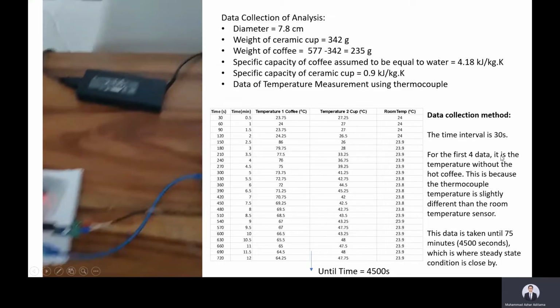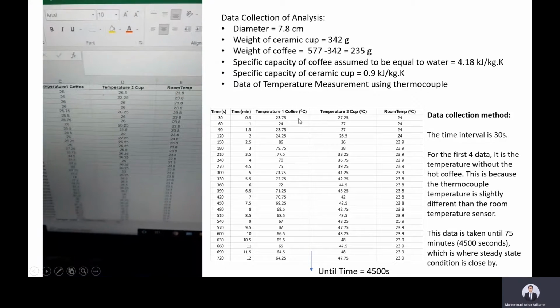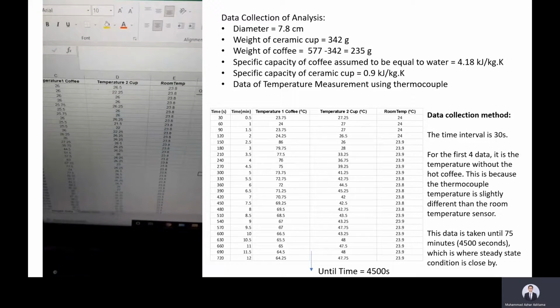Now this is the data collection of the analysis. The first four data shown in this table are the temperatures without the hot coffee being served. The reason is that initially, without the coffee in the cup, the temperature of the thermocouple is different in comparison to the ambient temperature sensor. Therefore, for this whole experiment, the room temperature is based on the first four data of the experiment. Furthermore, the data taken is until 75 minutes or 4,500 seconds, where the steady state condition is close by.